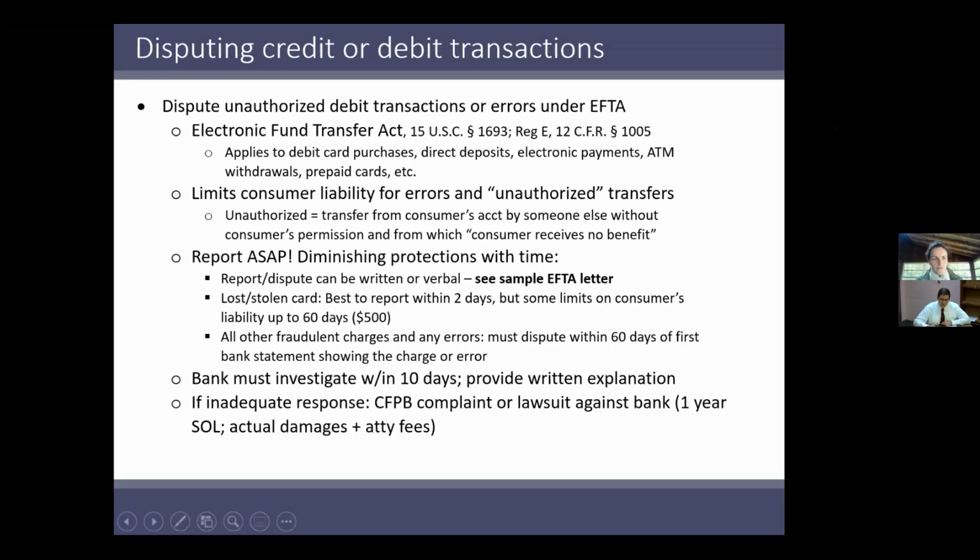And Laura, there was a question in the chat about that for both of these, disputing credit and debit transactions. Who would you be suing? It would presumably be the credit card company and the bank that you have the card with. Is that right? Exactly. Yes, thank you.